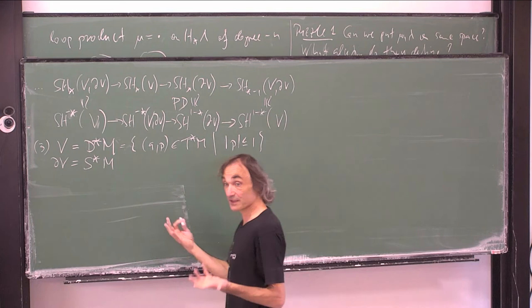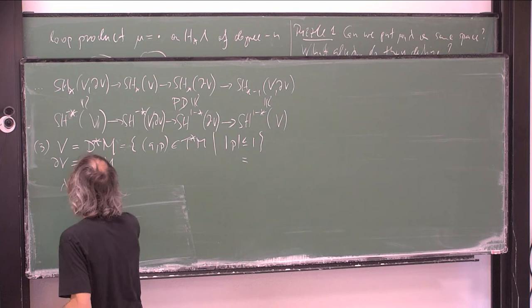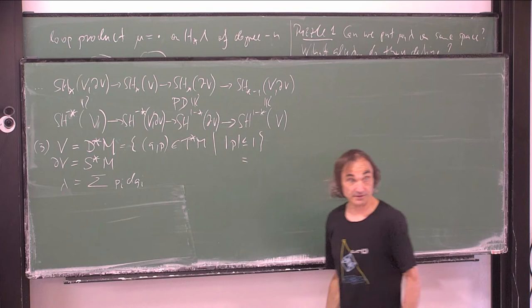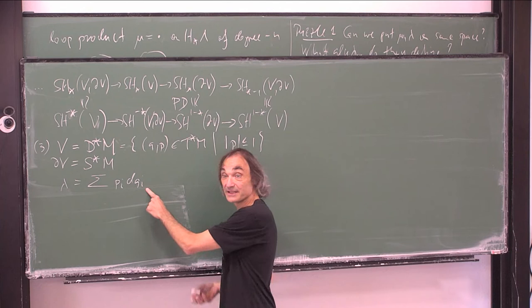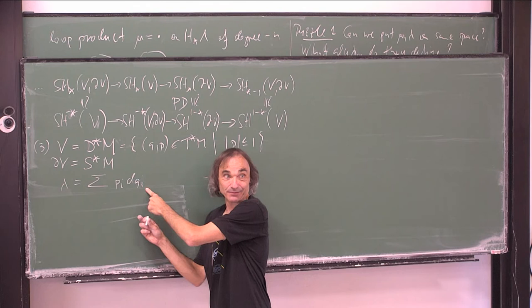And there's a canonical one-form, λ = Σ p_i dq_i, in local coordinates. Whoever took a course in mechanics has seen this. This is the canonical Liouville one-form in classical mechanics, and that explains the name Liouville domain. That's where it's coming from, because this is a Liouville form. So this is the Liouville domain.